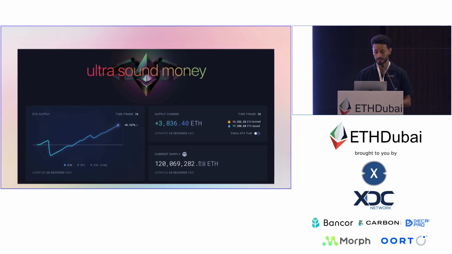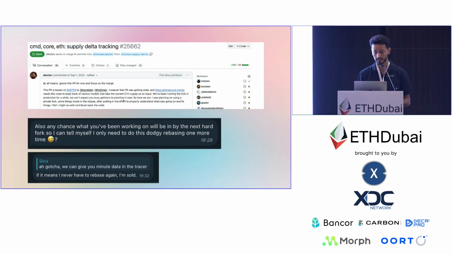And I know that these guys also have a fork of Geth. They have this PR open on the Geth repo. It's been open since September 2022, so it's been there for a while. And I can tell you something, it's not going to get merged. I was telling one of the maintainers about the live tracer feature, and what he told me was, if it means I never have to rebase again, I'm sold.